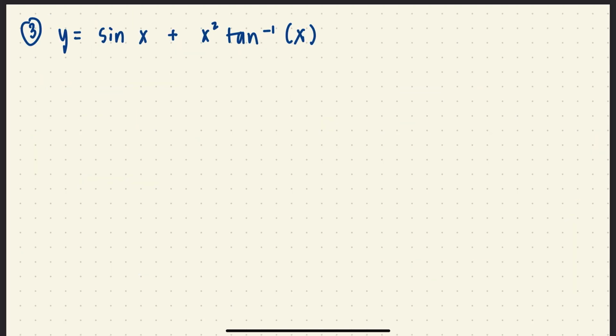So we now continue with the third example. We have y is equal to sine x plus x squared arctan of x. So we will use the sum rule, wherein we will be deriving both terms separately.